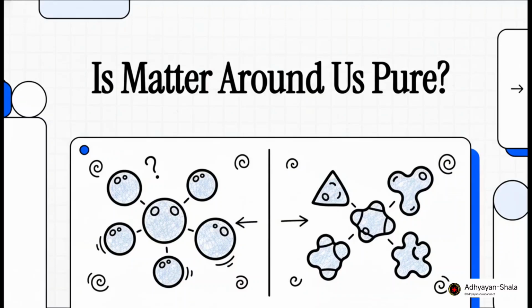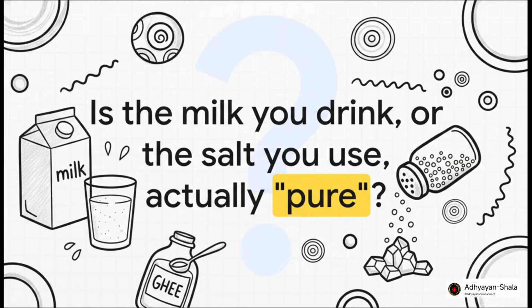All right, let's jump right in with a question that sounds simple, but the answer might just change how you see everything. Is the stuff all around us actually pure? I mean, think about it. You go to the store and you see labels all the time that say things like pure milk or pure salt. But is the milk sitting in your fridge or the salt in your shaker, is it really pure?